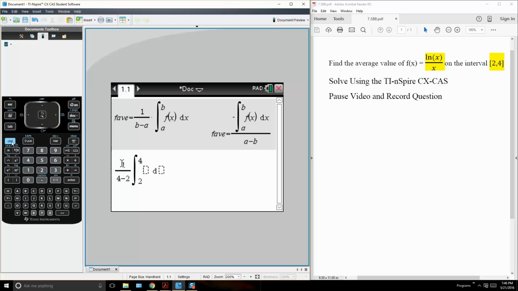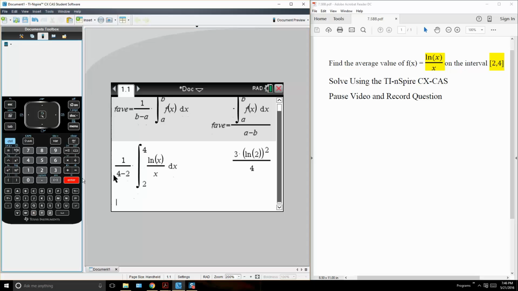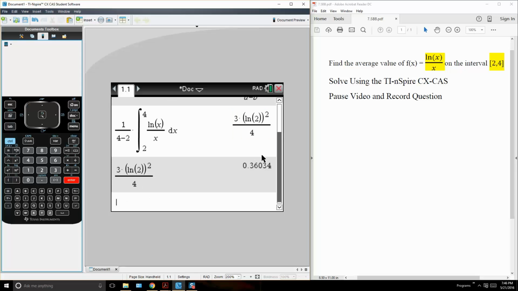So we have ln x divided by x in terms of dx, like this. Simply hit enter, and for an approximation, we do control enter, and there's our answer, and that's all we need to do to solve this question.